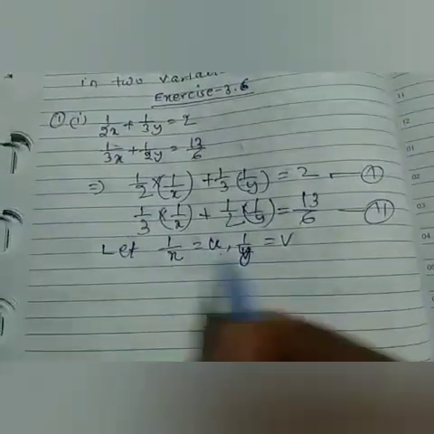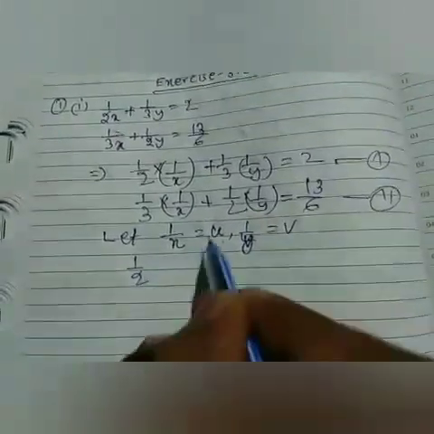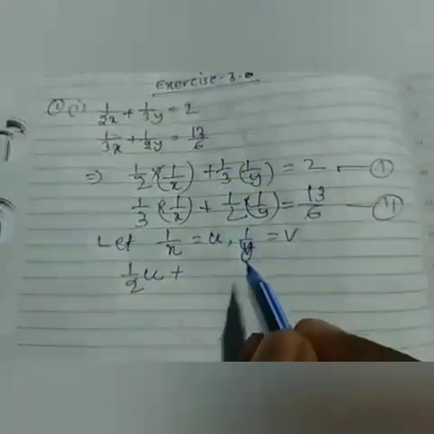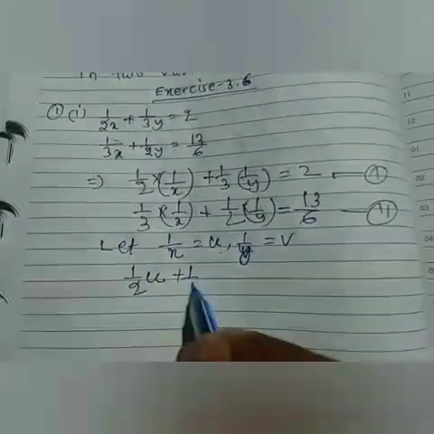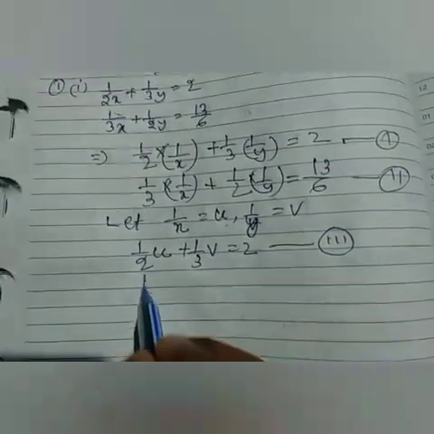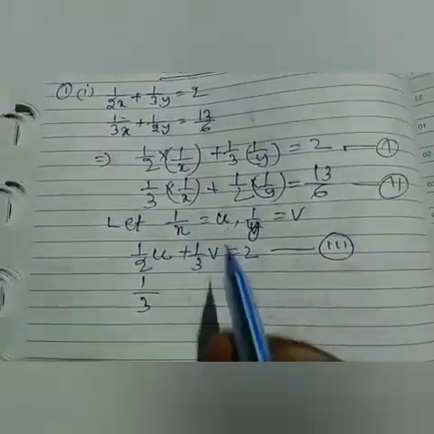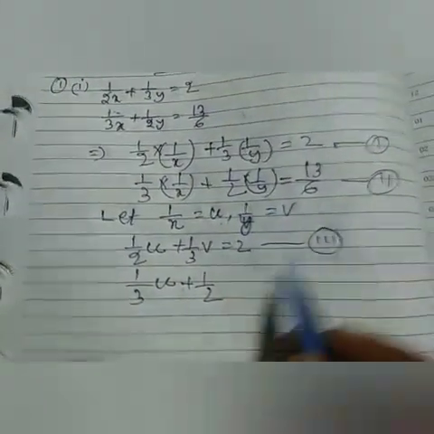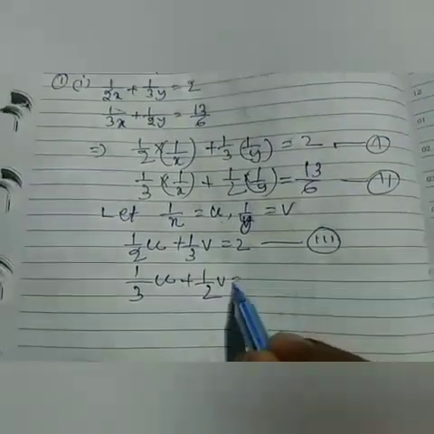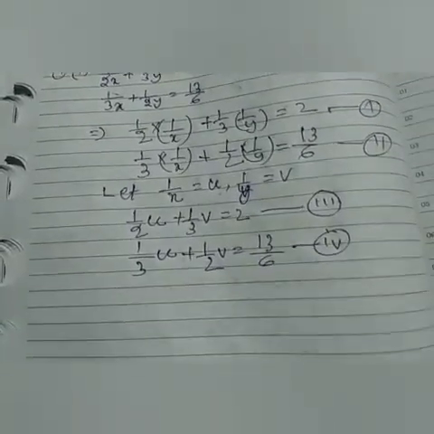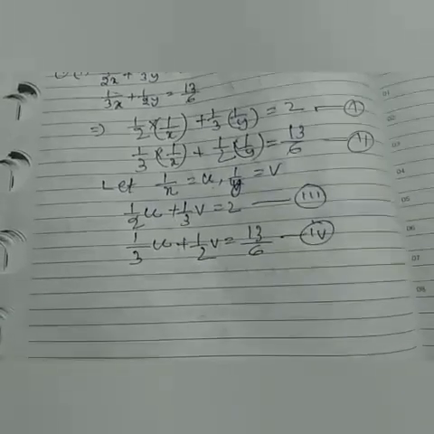Putting this value, we get 1 by 2, then 1 by x is u, so 1 by 2 u, plus 1 by 3, then 1 by y equals v, 1 by 3 v equals 2, equation 3. Then 1 by 3, 1 by x equals u, so 1 by 3 u, plus 1 by 2, putting v in the place of 1 by y, equals 13 by 6, equation 4. Now we get the equations in the standard form of a linear equation in two variables.